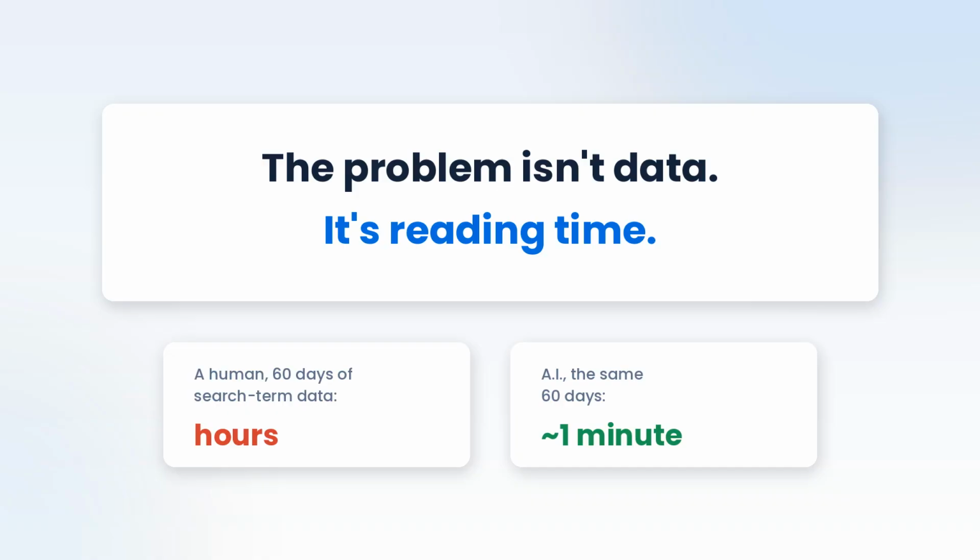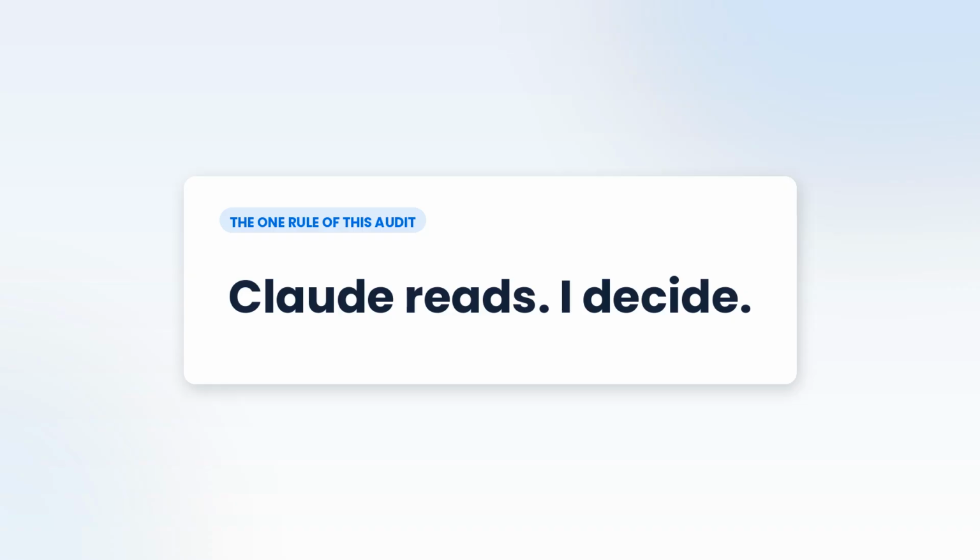The problem was never missing data. Amazon gives you everything. The problem is that reading 60 days of search term data across dozens of campaigns takes a human hours, and it takes AI about a minute. So the audit I'm about to show you has one rule: Claude reads, I decide.